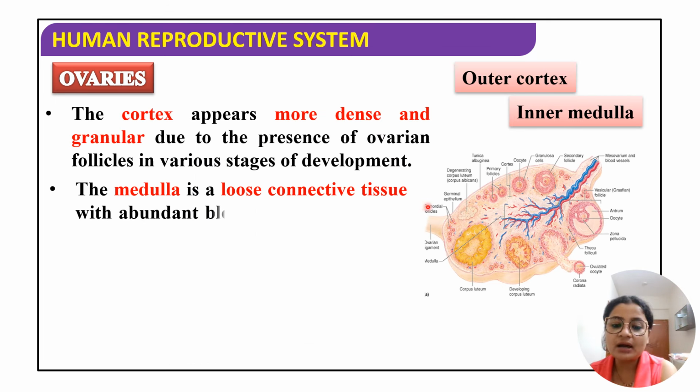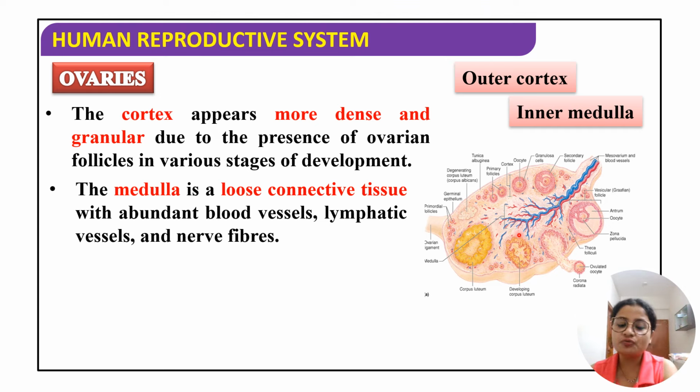So if we talk about the cortex, sorry, in this view there is a portion of the cortex and a portion of the medulla also. Okay, this is actually the entire view of a single ovary. So the cortex appears more dense and granular due to the presence of ovarian follicles in various stages of development. अगर हम oogenesis देखेंगे तो उसमें just like spermatogenesis डिफरेंट स्टेजेस आता है. प्राइमरी oocyte, सेकेंडरी oocyte, फिर पोलर बॉडी आता है.